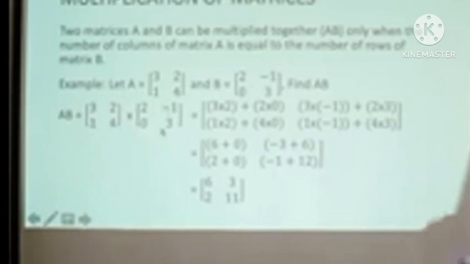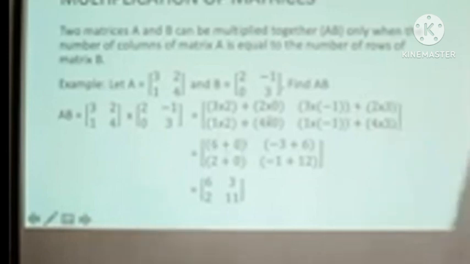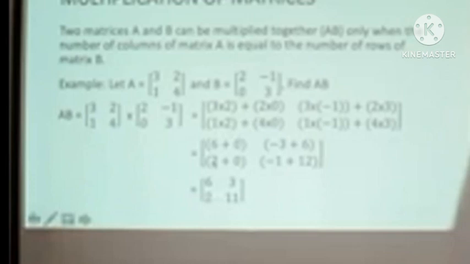Upon multiplication, when we multiply 3 times 2, we'll have 6. 2 times 0 is 0. 3 times minus 1 is minus 3. 2 times 3 is 6. 1 times 2 is 2. 4 times 0 is 0. 1 times minus 1 is minus 1. 4 times 3 is 12.